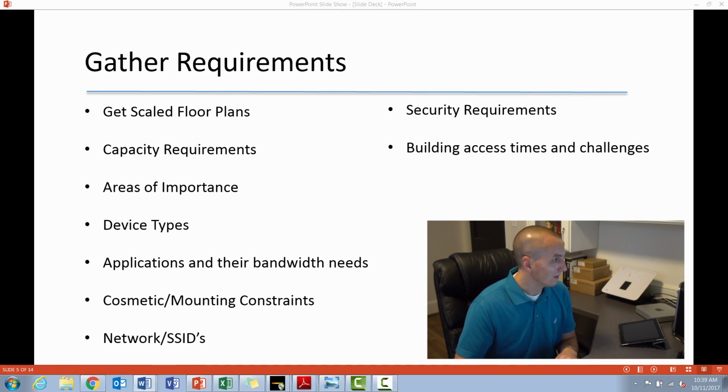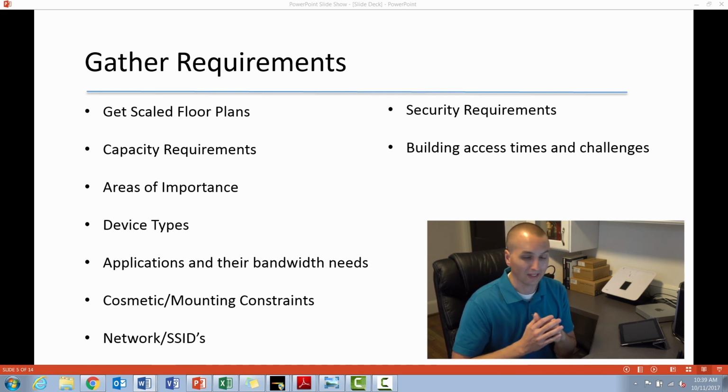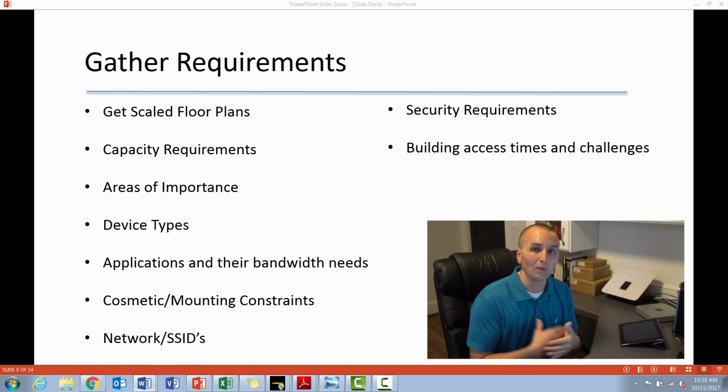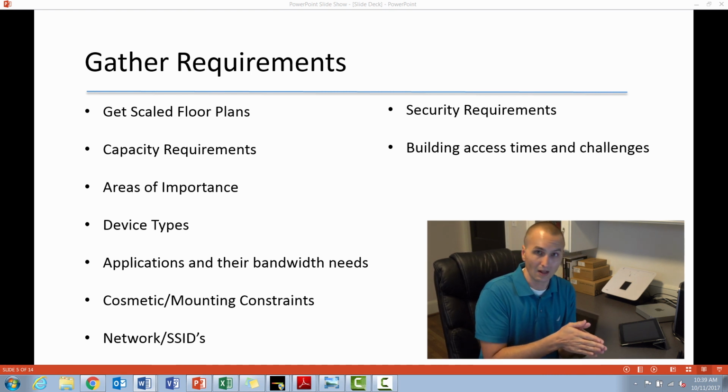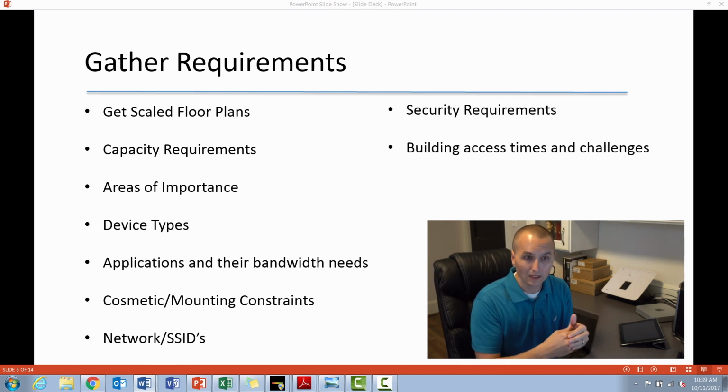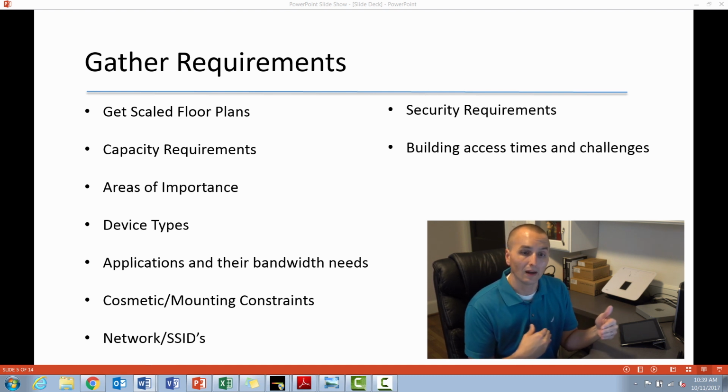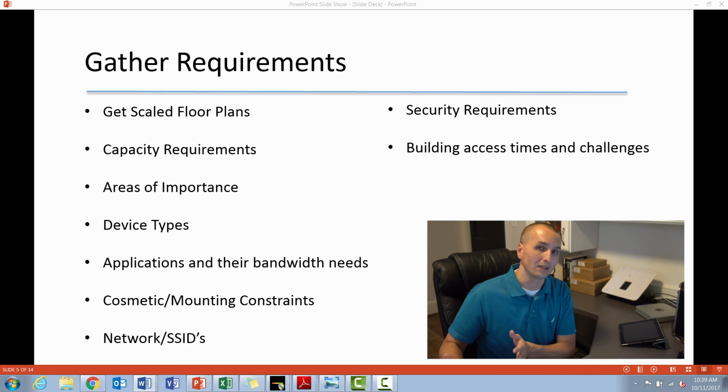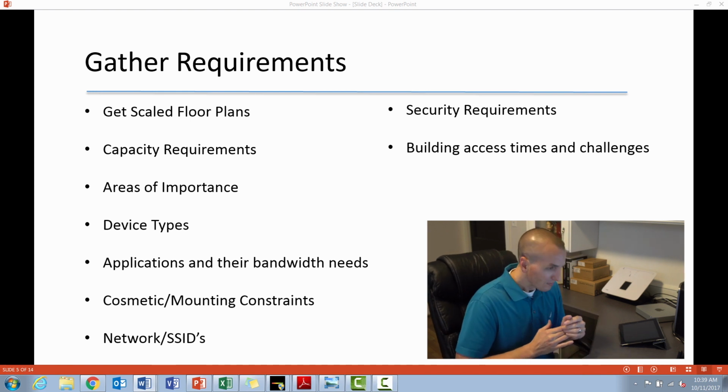So, we've met them, we've understood and listened to their pains. The next thing we're going to do is gather requirements. We need to understand what they want that wireless network to do, how they want it to perform. This is paramount. This is the foundation of your design. If you don't fully unearth every layer of requirements the customer has, your design is going to be lacking in some fashion. So this is huge.